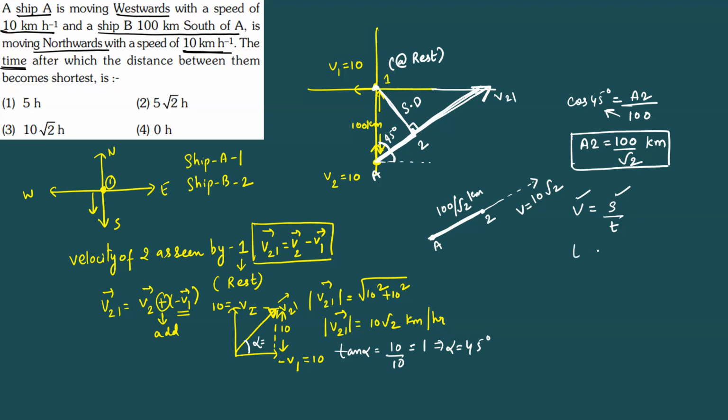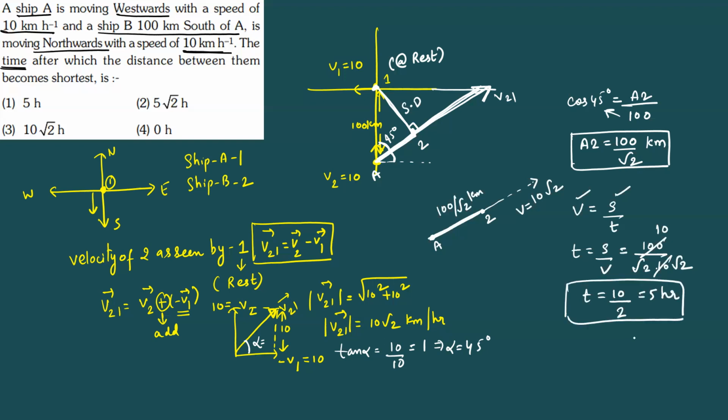So time will be equal to distance by velocity. Distance is nothing but 100 upon root 2 divided by velocity. What is the velocity? Velocity is nothing but 10 root 2. So 10 tens are 100, and root 2 into root 2 is going to be 2. So 10 divided by 2, and that is going to be 5. 5, and it is in hours, because all the values are in kilometers per hour and we have not converted into meters per second. So the answer will be 5 hours.